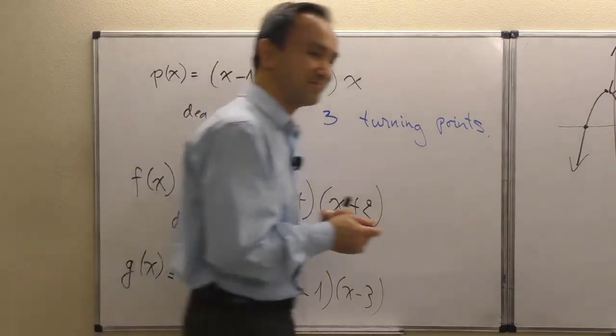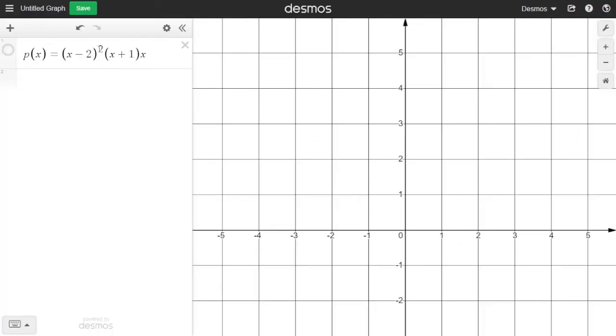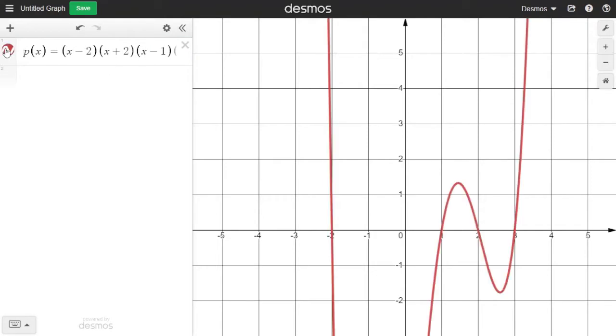All right, so now on my graphing screen, allow me to adjust my function with Desmos. I have x minus 2 times x plus 2, and now I'm going to multiply by x minus 1 and by x minus 3. Okay, so now we have a fourth degree polynomial again, and let's look at the graph.